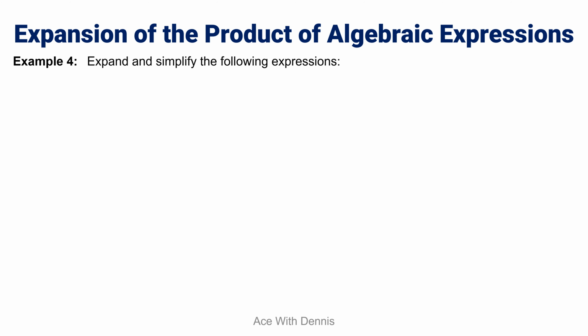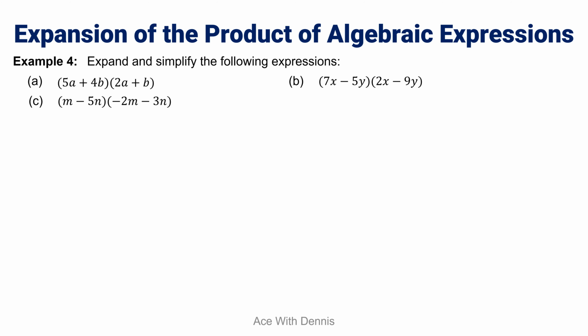Example 4. Expand and simplify the following expressions. A. (5a + 4b)(2a + b). B. (7x − 5y)(2x − 9y). C. (m − 5n)(−2m − 3n). D. (−4p + 3q)(−5p − 8q).